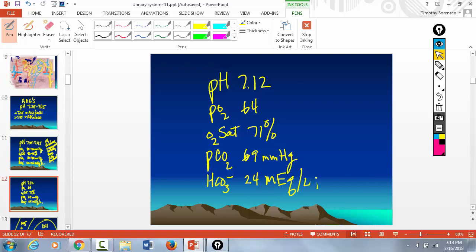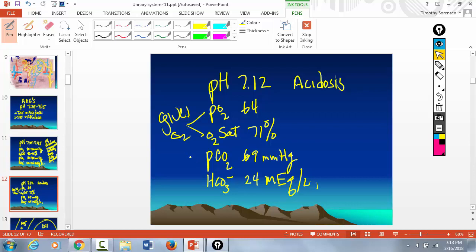Okay, so let's look at this. First of all, what's the pH? It's an acidosis. All right? Now we look at the PO2 and the O2 sat. Is that high, low, or normal? It's low. So give them O's, right? Give them some oxygen.